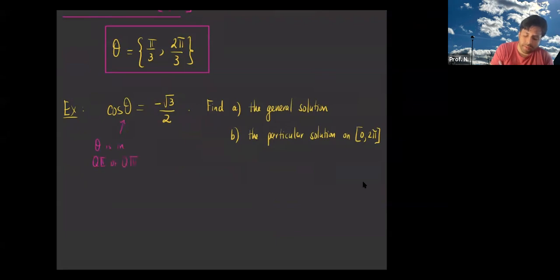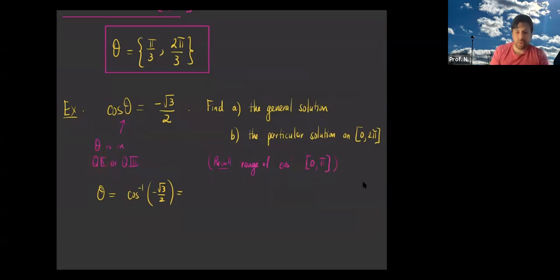quadrant 3. Now, when you do cosine inverse, so theta is cosine inverse of negative rad 3/2, you should already know you have to go back to the range of cosine inverse. What's the range of cosine inverse? The range, so recall that the range of cosine inverse are the angles from 0 to pi. And again, I know 0 to pi, I must be in quadrant 2.